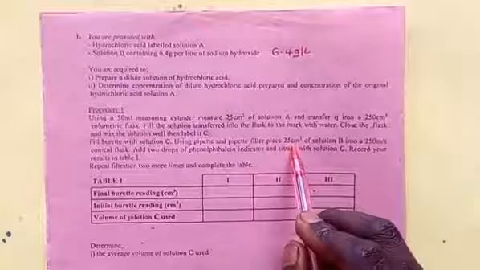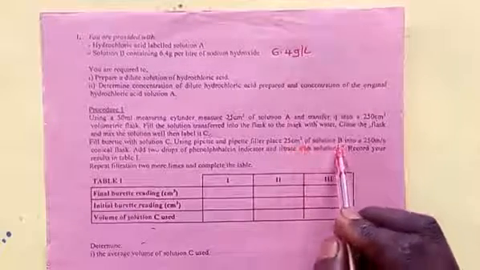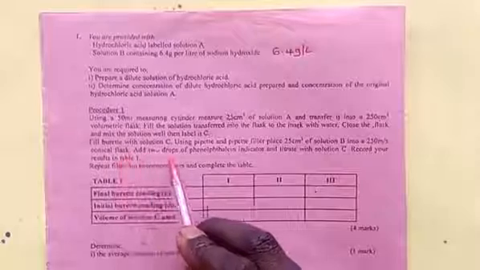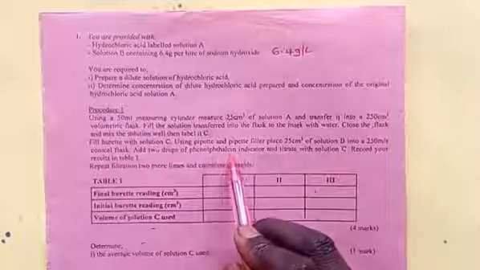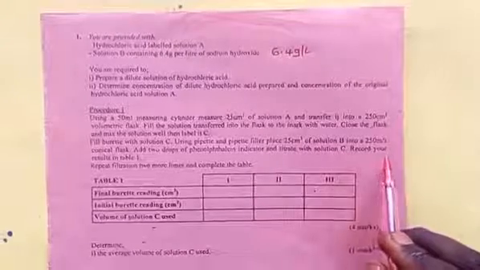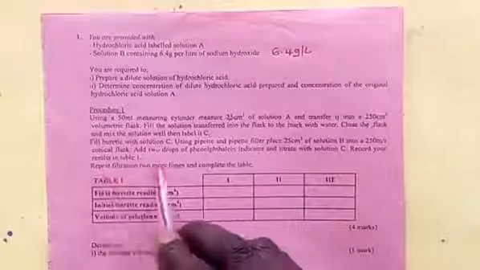Place 25 centimeters cube of solution B into a conical flask. Add 2 drops of phenolphthalein indicator and titrate with solution C. Record the result in the table below.